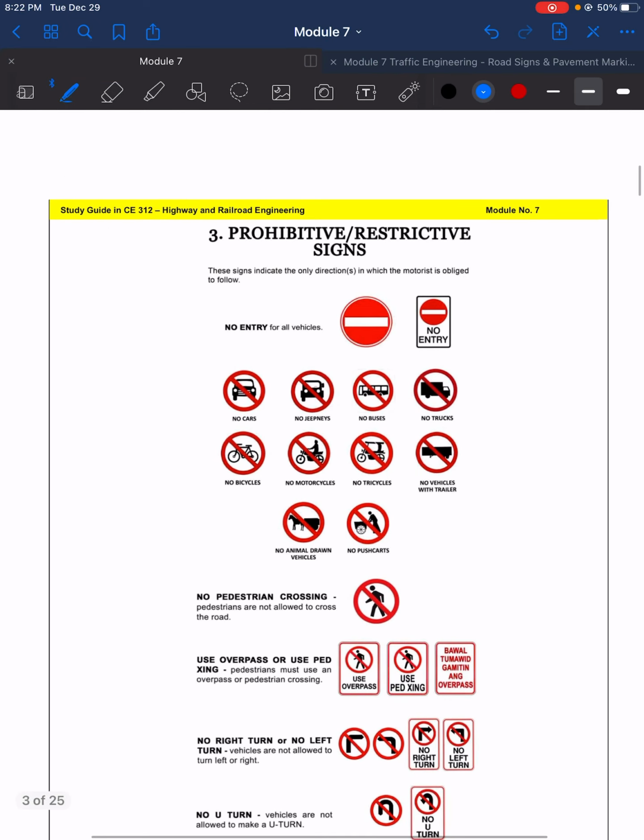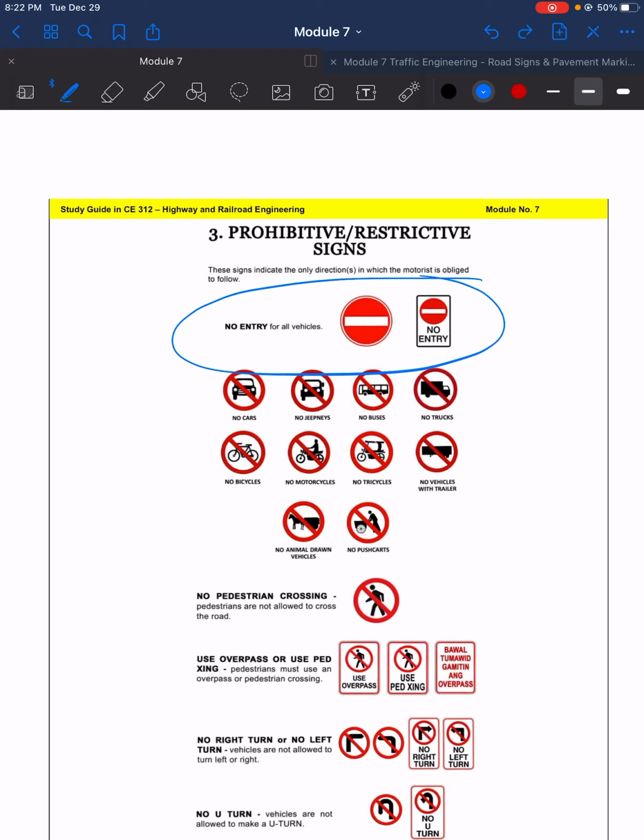Now we have number 3, under regulatory signs pa rin tayo. So this number 3, prohibitive or restrictive signs. These signs indicate the only directions in which the motorist is obliged to follow. So, obligadong sundin ito ng motorista. No entry for all vehicles. Meron niyang dalawa, we have the disc type and the plate type.